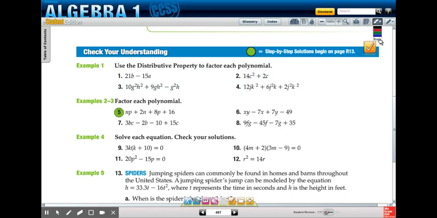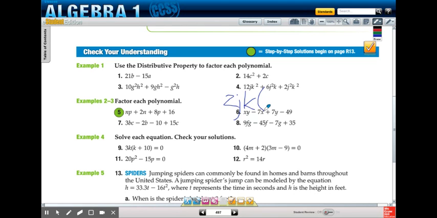So if we go to one that's a little harder, number 4, let's see, everything here has a 2 in it. So I'm going to factor a 2 out first. And it looks like everything has a J and a K, but not everything has 2 J's or 2 K's. So J, K, J, K.